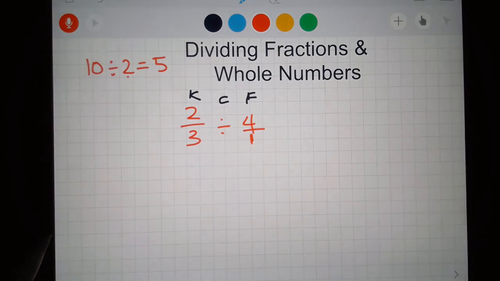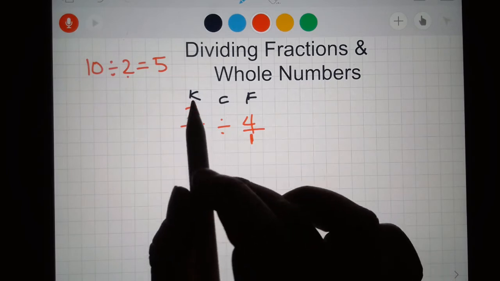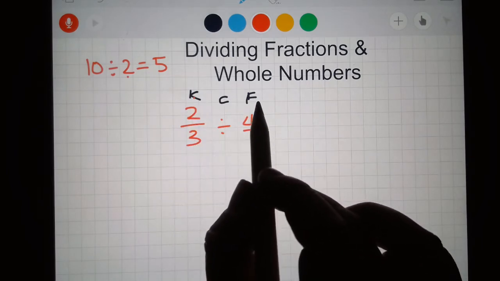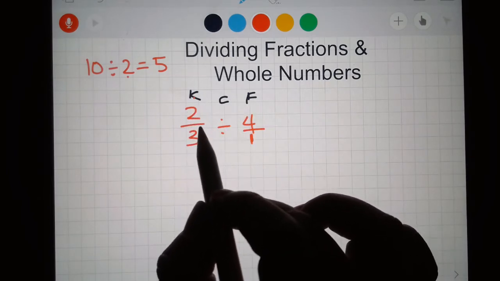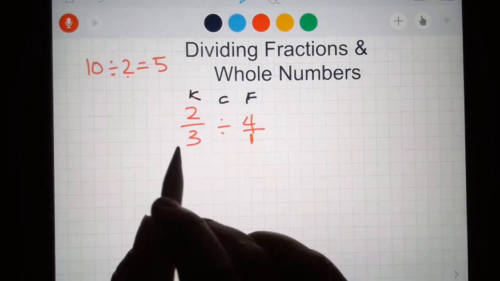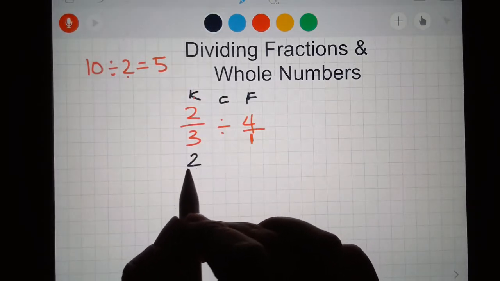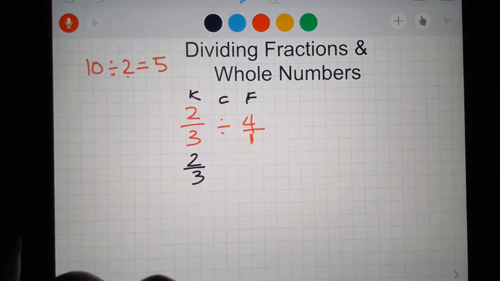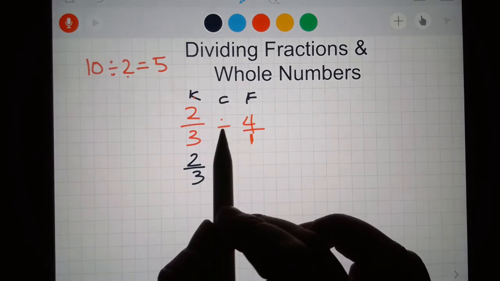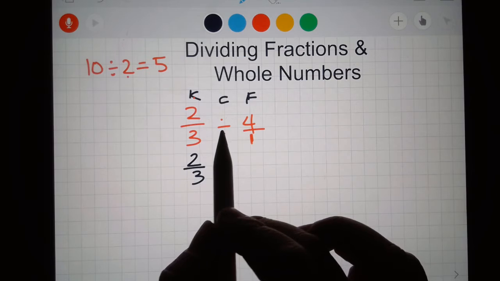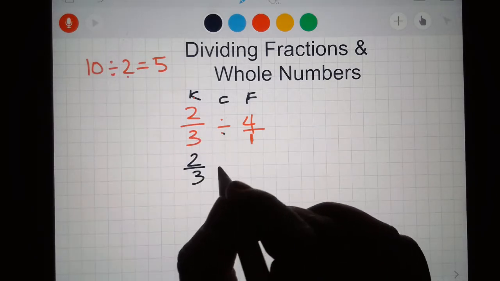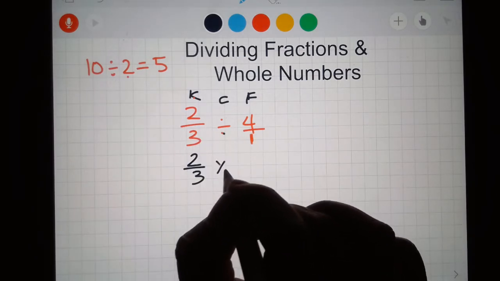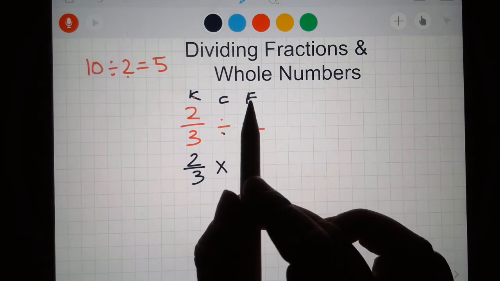Okay? And so now what we're going to do is we're going to use our keep, change, flip strategy. Okay? We're going to keep that 2/3. We're going to keep it exactly the way we found it. Then we're going to change this division problem to a multiplication problem. Remember, we're using multiplication to help us solve this. Okay? And then we're going to flip the 4/1.